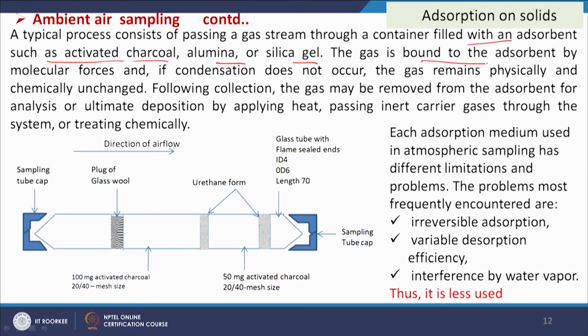The gas is bound to the adsorbent by molecular forces, and if condensation does not occur, the gas remains physically and chemically unchanged. Following collection, the gas may be removed from the adsorbent for analysis or ultimate disposition by applying heat, passing inert carrier gases through the system or treating chemically. So, these are the next phase of the process through which the analysis will be done, but basically say if we have some sample tube, it will be coming and then there are some adsorbents.